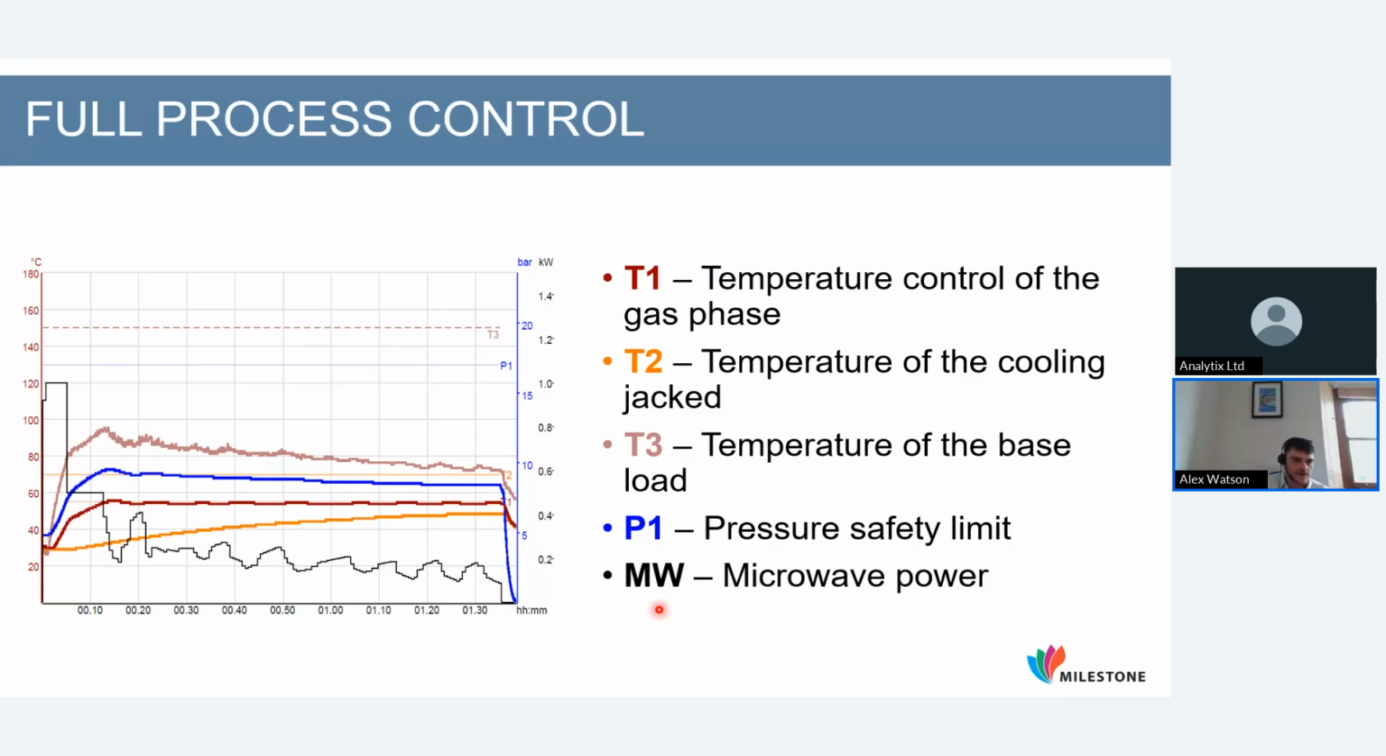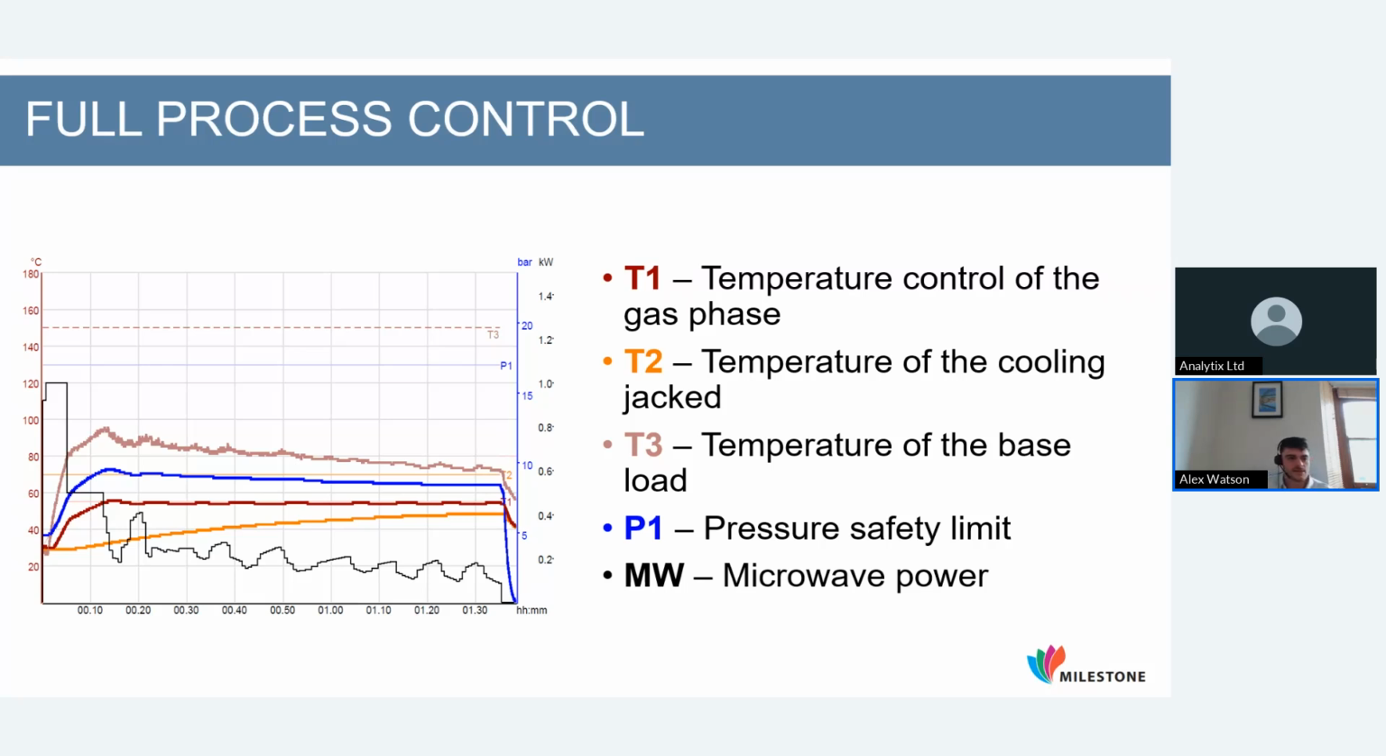You'll see that we have a pressure safety limit. In this case, it's about 17 bar. We put this in as just a safety backup. We should never hit that high, but if it does get to 17 bar, although this isn't the maximum capacity of the system, it'll abort the run, and you can set that to any pressure that you'd like.